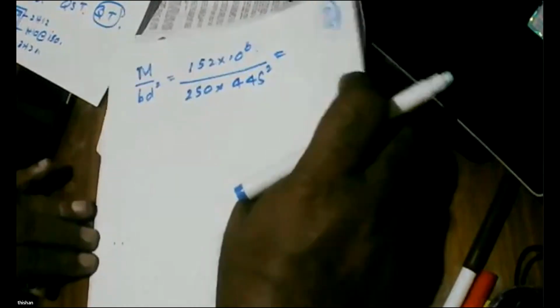If you ask me how I would find reinforcement, what I do is I find M over b d squared. That is 152 into 10 to the power 6. Can you find this value, Bandhu? 250, okay sir, 445 squared. What is this value?